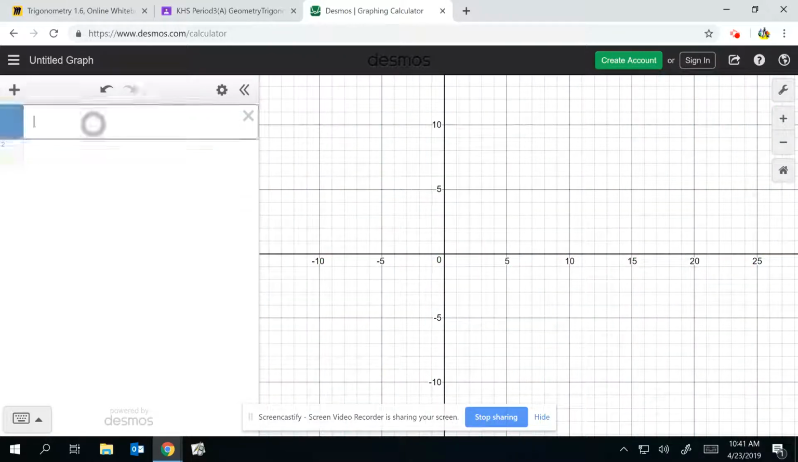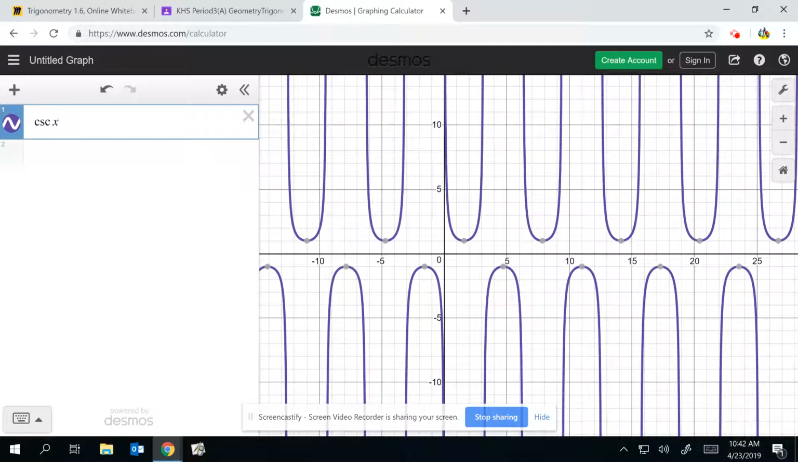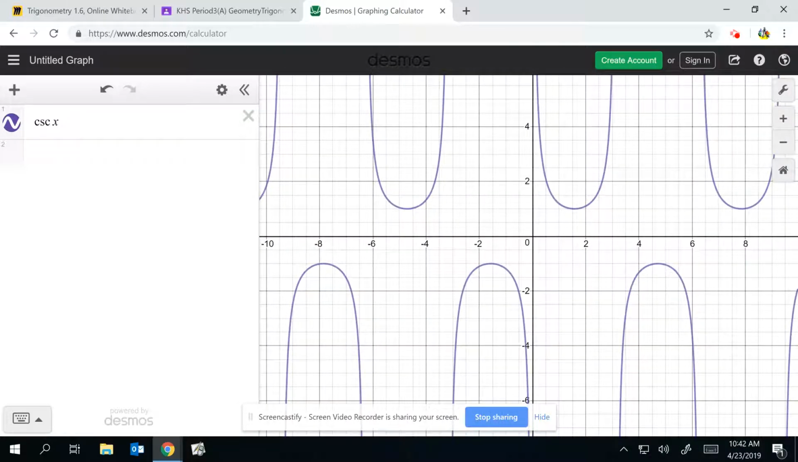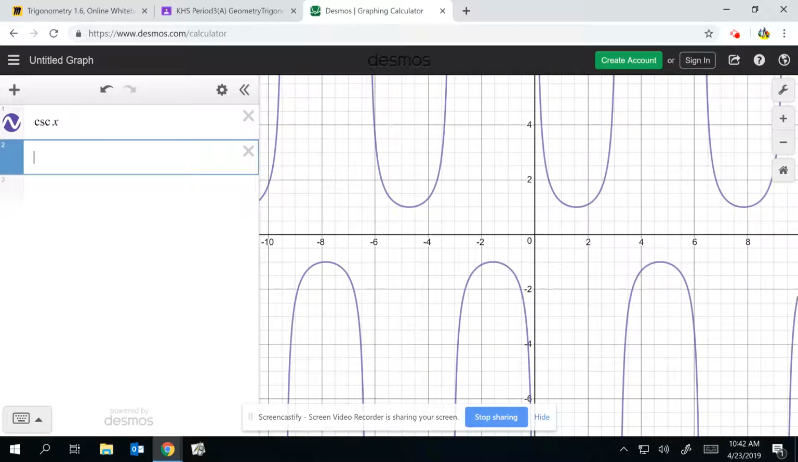What I want to show you is cosecant of x. Don't freak out. It's not as hard as it looks. Now let me show you cosecant x. So if you look at that, there's cosecant x. It's a lot of u's and a lot of n's. But watch what happens when I put in sine of x. Because aren't those reciprocals? Isn't sine of x the reciprocal? Watch what happens. It's a perfect fit.